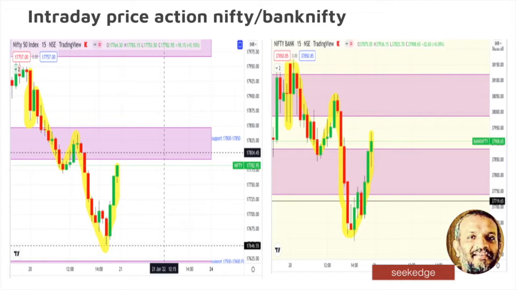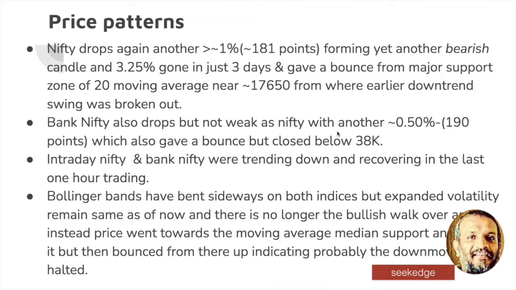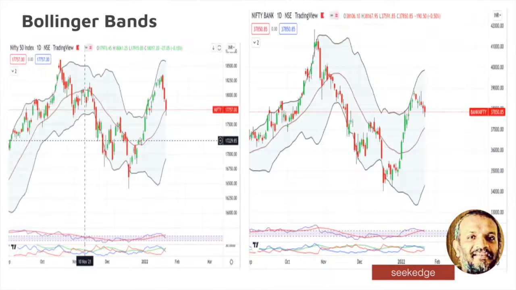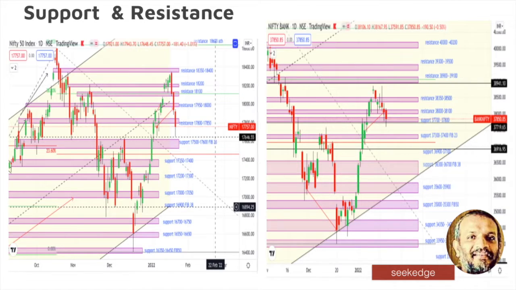Intraday price action, if you see, it was trending down until the last 1 hour, where it bounced back. BANKNIFTY is the same. It was trending down until the last 1 hour. So that's the analysis, now the support and resistance levels.